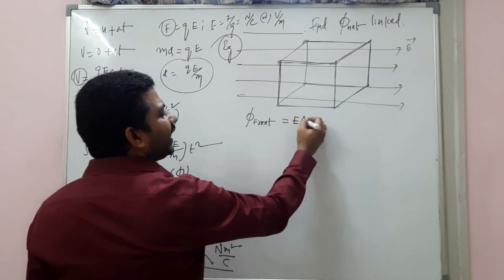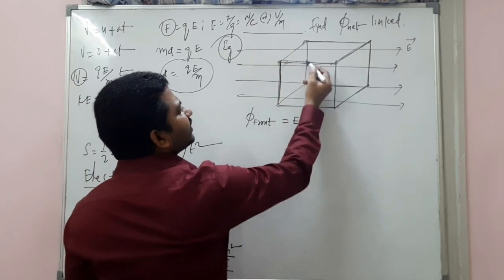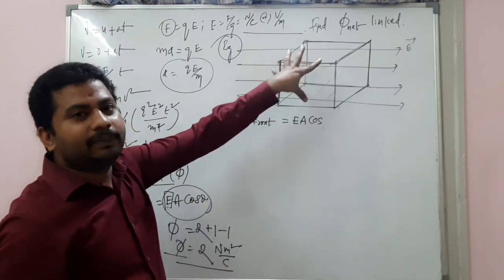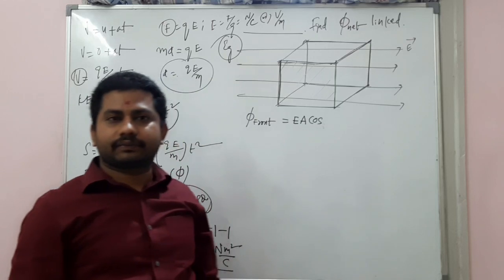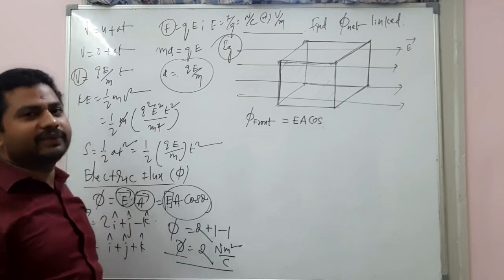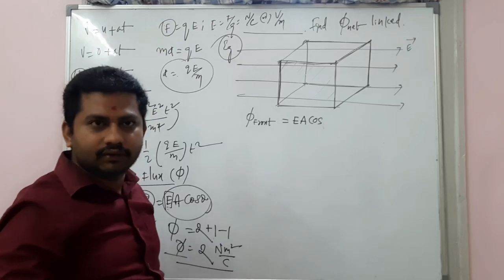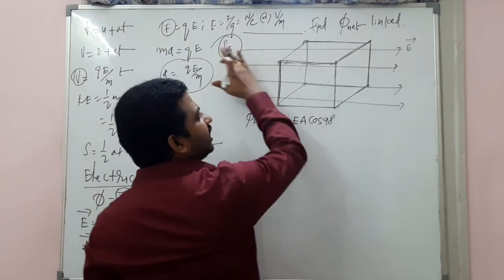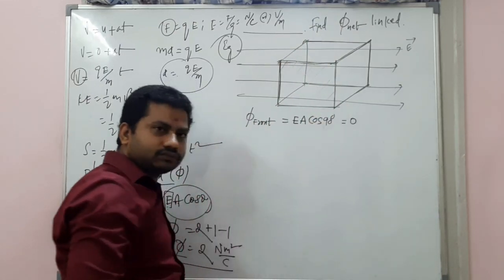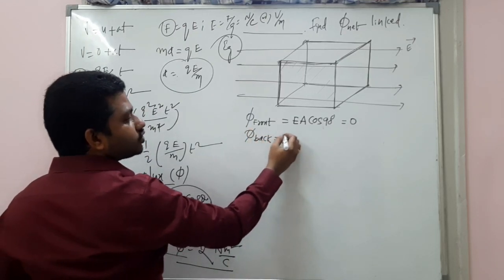Electric field into area vector into cos theta. What is the angle between them? This is the front face, my dear students. What is the angle between electric field and area vector? The area vector direction is always away from the surface. If this is the surface, away from this surface is the area vector direction. So that is 90 degrees. See, E bar is in this direction, area vector is in this direction, 90 degrees. So this is 0. And in the same way, flux linked with the back surface is also 0.